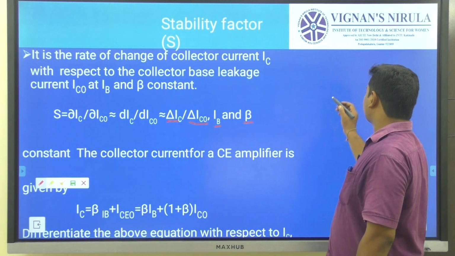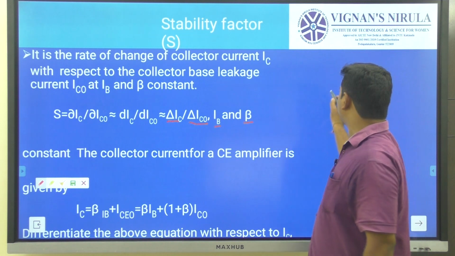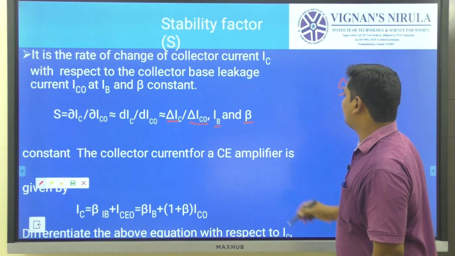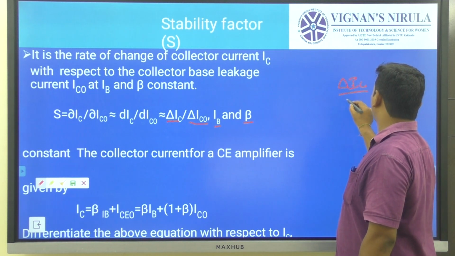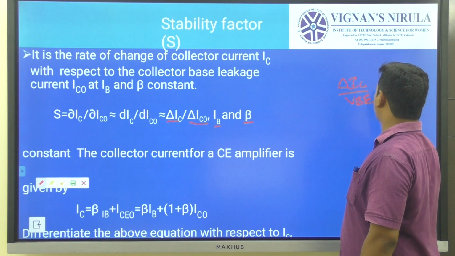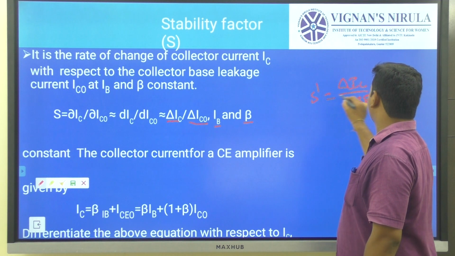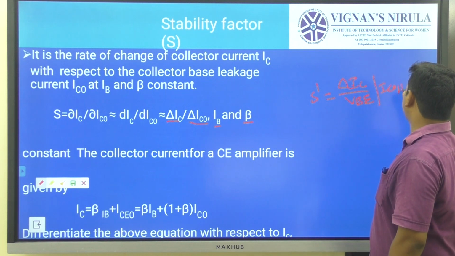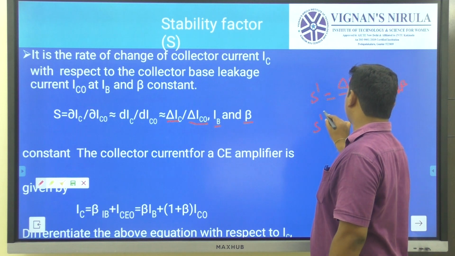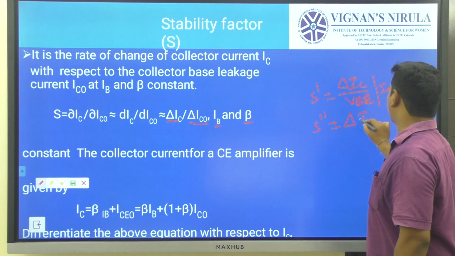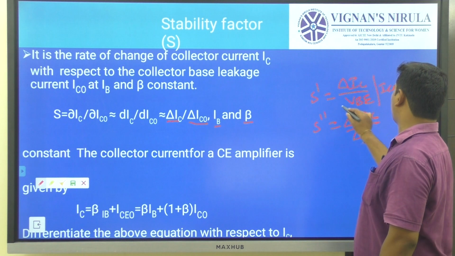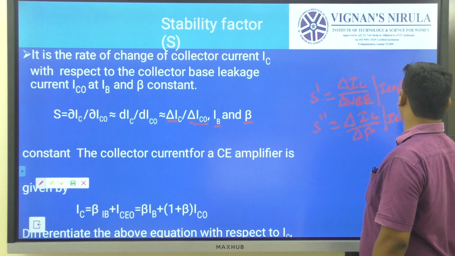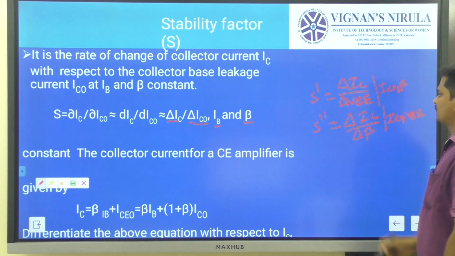If the collector current, that is delta IC, is changed with respect to VBE or IB, we will call it S dash. Here the remaining factors, that is ICO and beta, are constant. And we can represent S double dash as the change of collector current with respect to the change of beta. Here the remaining parameters ICO and VBE are constants.